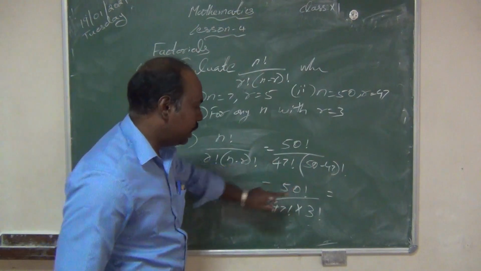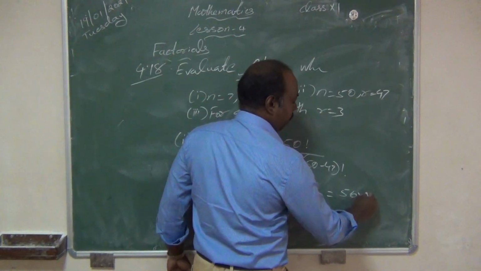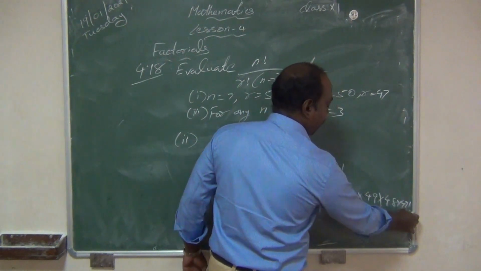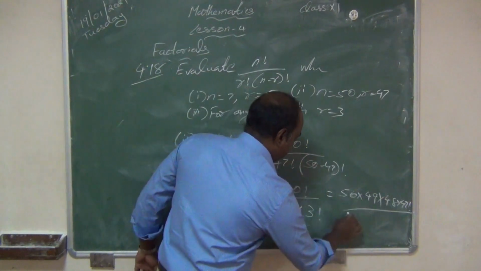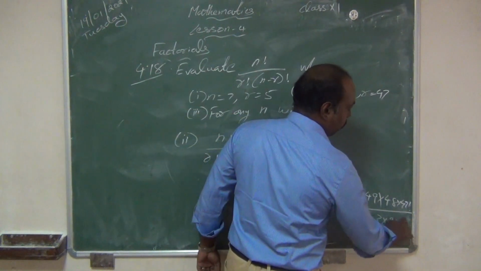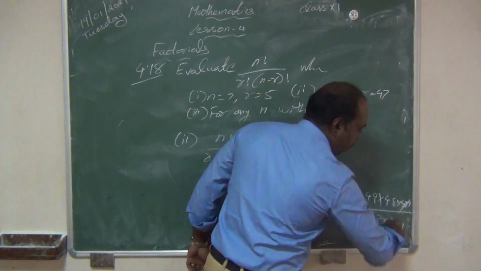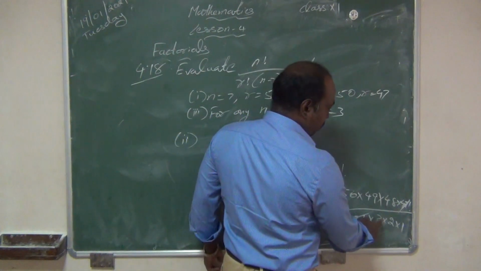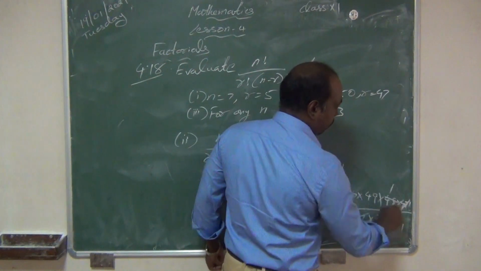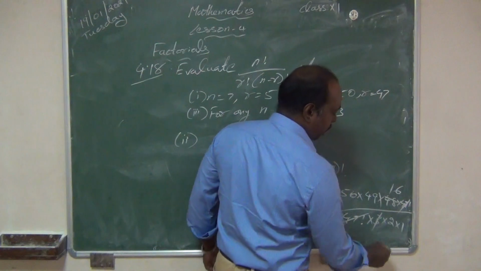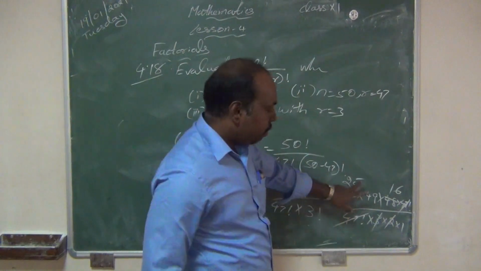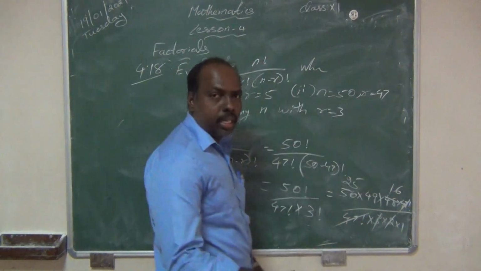So this can be reduced as 50 into 49 into 48 into 47 factorial divided by 47 factorial into 3 factorial, which can be written as 3 into 2 into 1. So 47 factorial gets cancelled. Here, 3 how many times in 48? 16. 3 ones are 3, balance 18, 6, 6 threes are 18. Then 2, here 25. Am I right? Now we have to multiply 25 into 49 into 16. Can you write the answer?